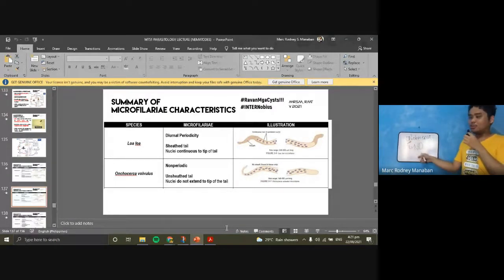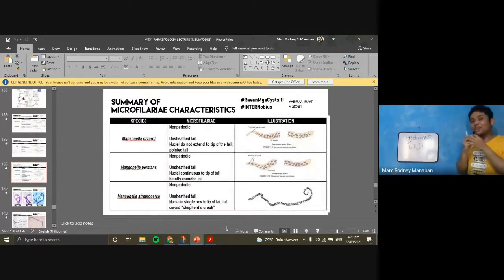O-N, balihon, no. Okay? Alright, ayan. Mga tips, mga mnemonics dears, para naman, okay, ma-remember. And lastly, for Manzanella species, the Manzanella species are unsheathed also. And as you can see, daghan ang difference.